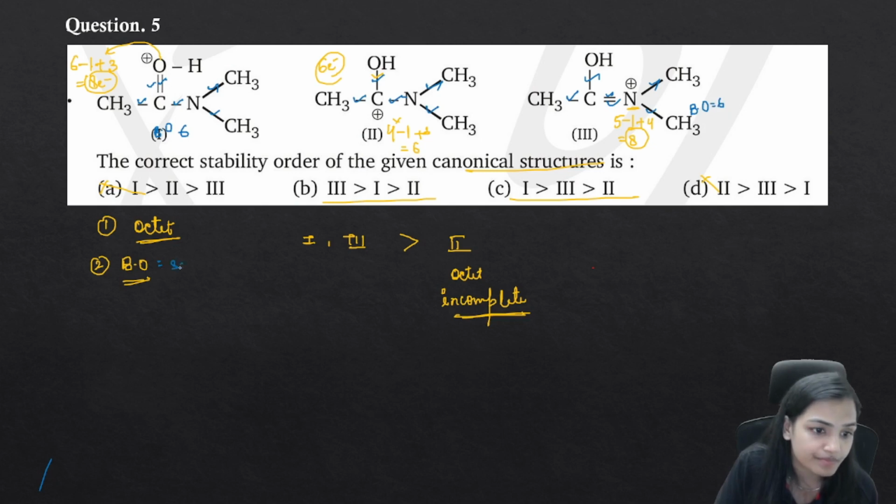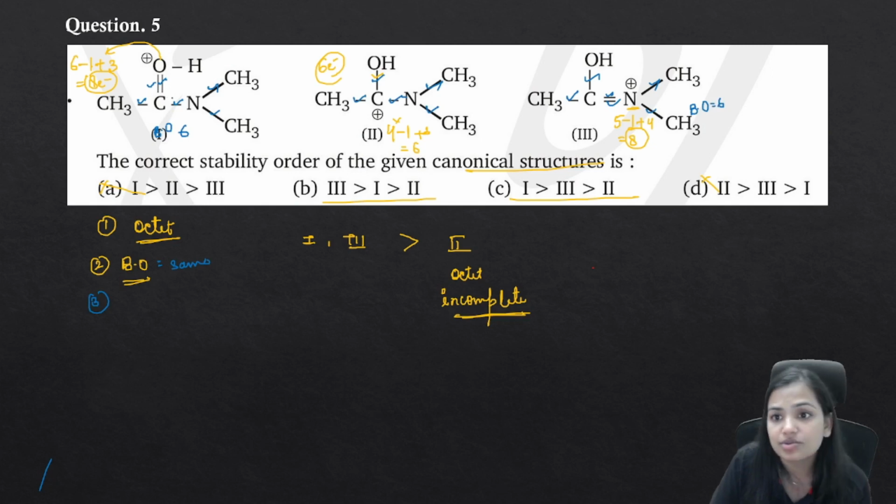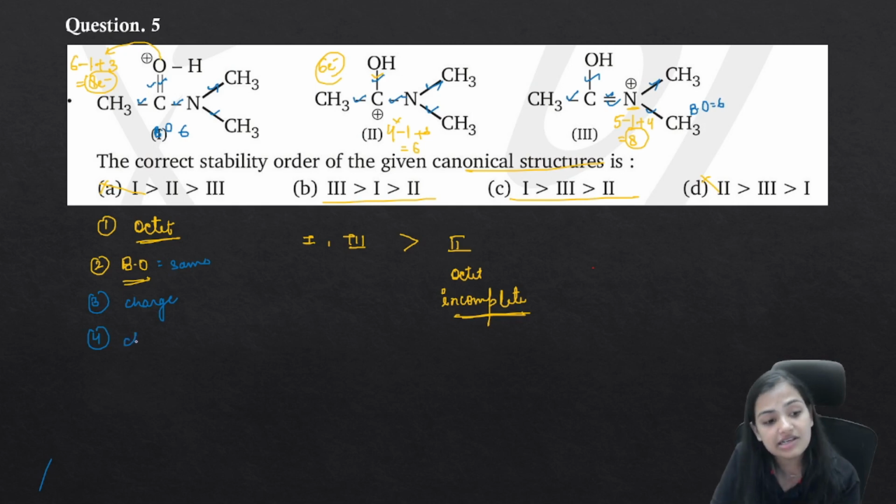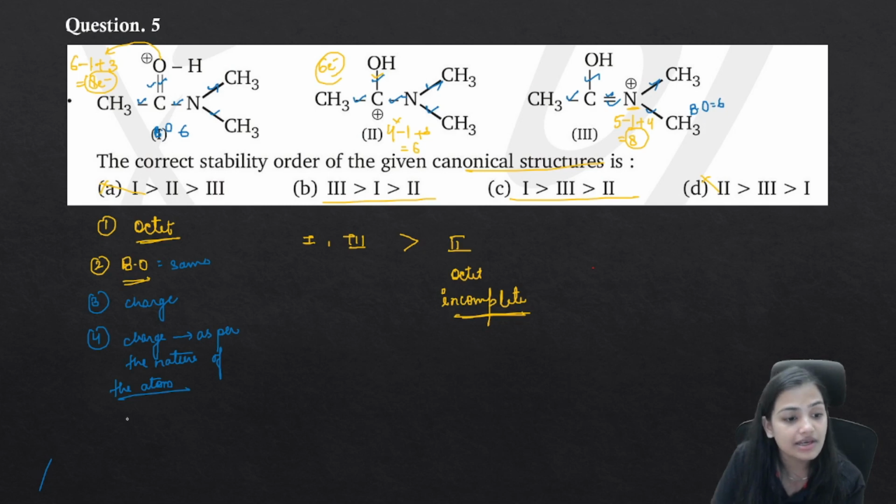So, same. We will be moving ahead with point number 3. Point number 3 says opposite charges have to be closer and like charges have to be away, but we don't have any other charge, so the charges point is not applicable for this particular question. The 4th point says that the charge must be as per the nature of the atom. So if you look at the nature of the atom, what do you see? In structure number 1, we have a positive charge over the oxygen.